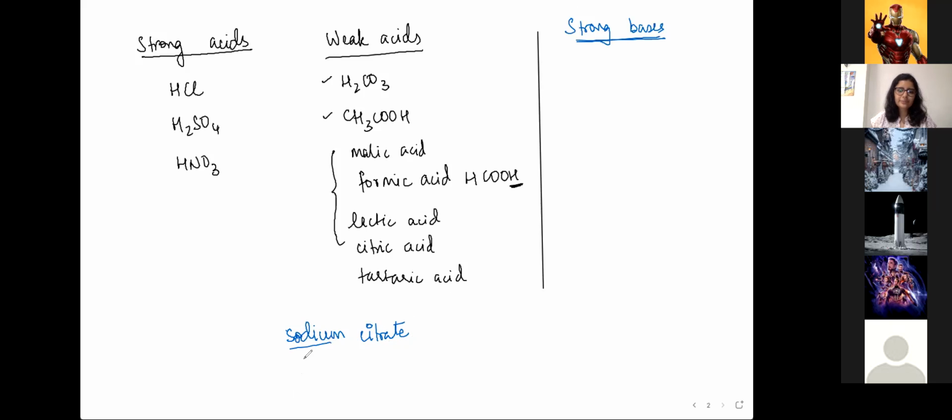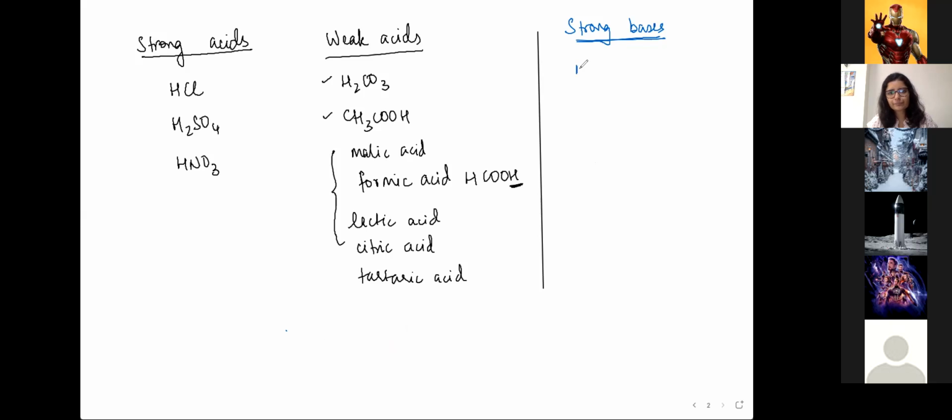Absolutely. So sodium is coming from NaOH. Citrate is coming from citric acid. Citric acid is weak. NaOH is strong. So this will be a basic salt. Okay. Nice. Neki sent a very detailed answer. Good.